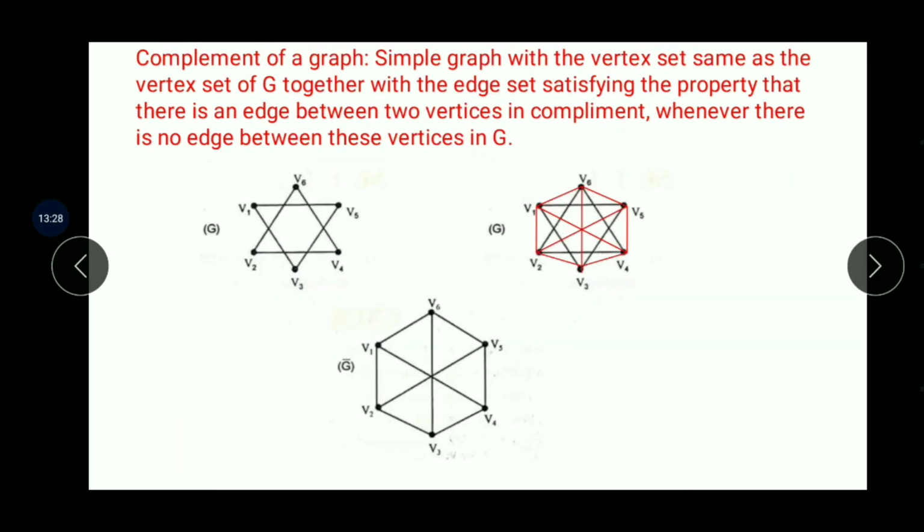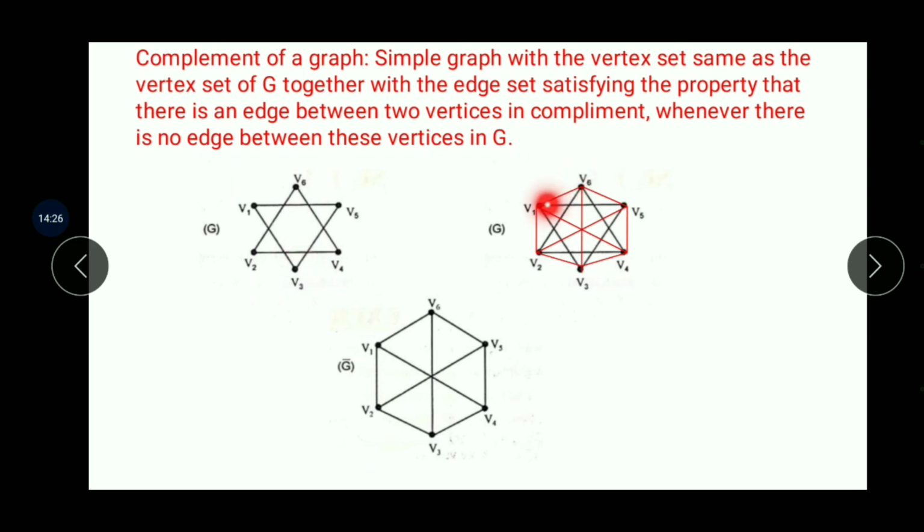The last thing, complement of a graph. A simple graph with the vertex set same as the vertex set of G, together with an edge set satisfying the property that there is an edge between two vertices in the complement whenever there is no edge between these vertices in G. So what is a complement? Let's see in this example. V6 is connected to V2 and V4, but it is not connected to V1, V5 and V3. So in the complement we will connect them.